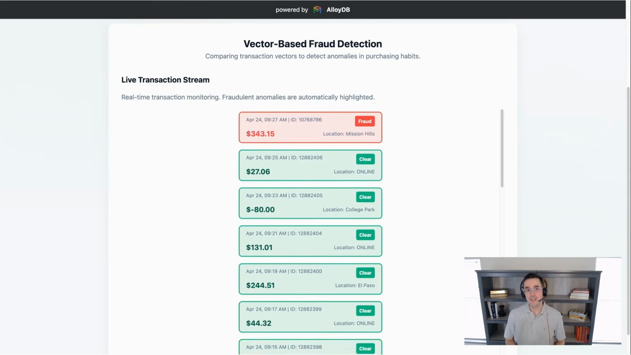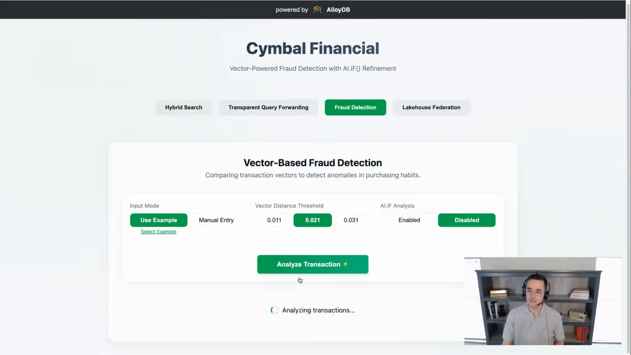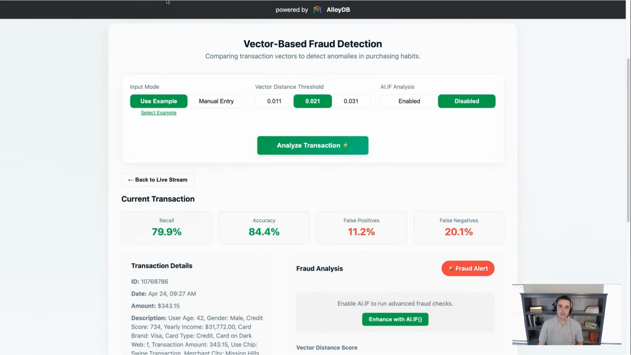For example, here's a live look at transactions our model is evaluating for potential fraud. Let's look at the math behind the curtain for one of them that it flags as suspicious. Based on a statistical evaluation of our dataset, we've set our initial threshold at 0.021. At this level, we're seeing 79% recall, meaning we're correctly identifying fraudulent transactions 79% of the time.